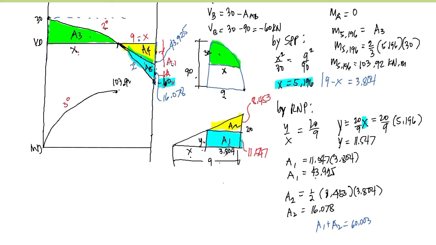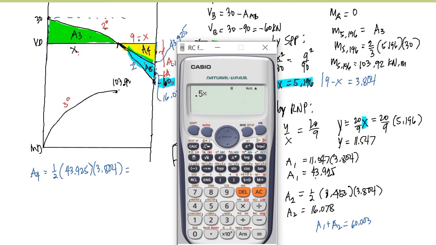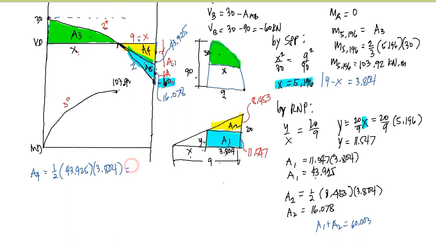Okay, since we already have the values of A1 and A2, we can now compute area 4 and area 5. Area 4 is a triangle, so that's 1/2. The base here is the value of area 1, 43.925, and the height is 9 minus x, which is 3.804. So area 4 is 1/2 times 43.925 times 3.804, which is 83.545.